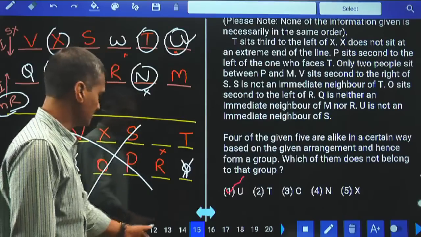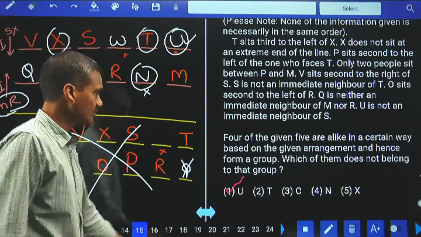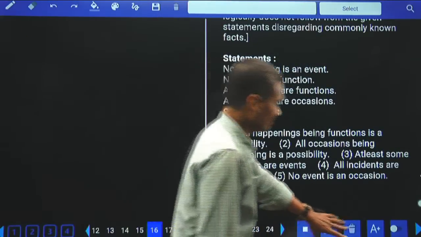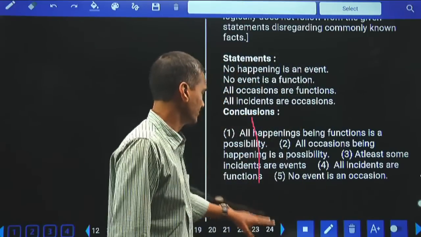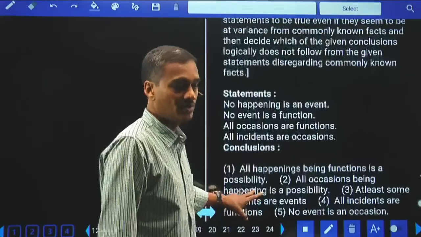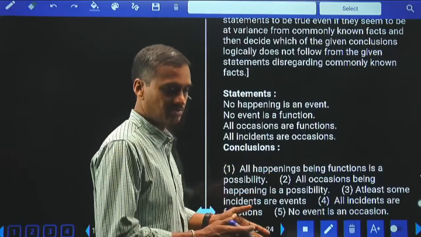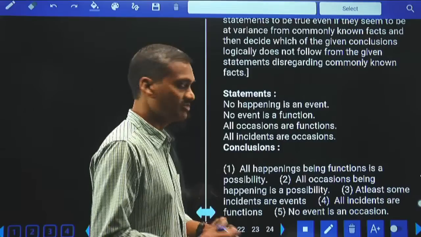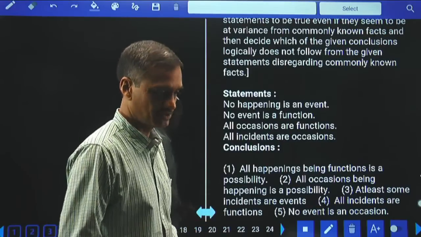Then coming to 16 onwards. Now what is there in this one, question number 16? Syllogisms. Now in this syllogism, whenever you come across a syllogism, first you need to identify what the model is, whether it comes under the basic model or any other model, because these days they keep on changing the models, isn't it?